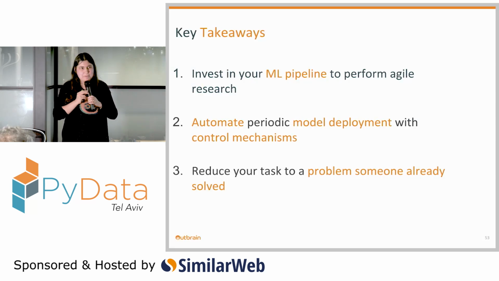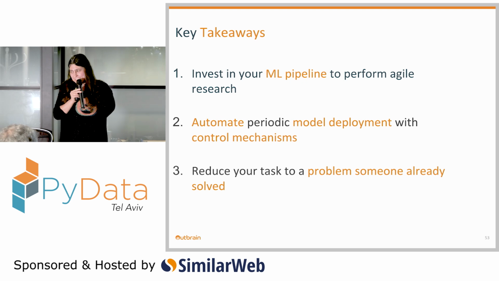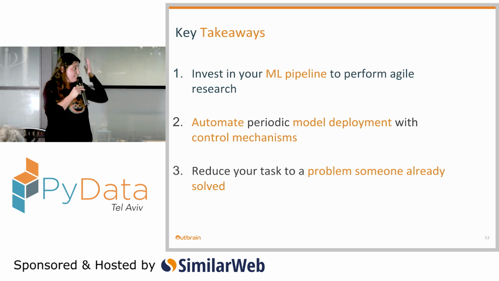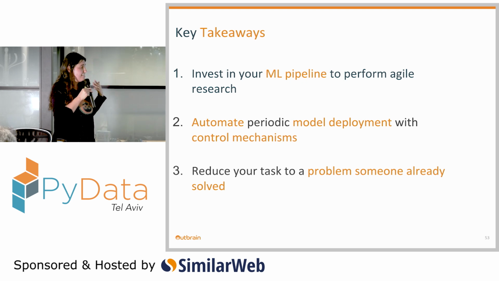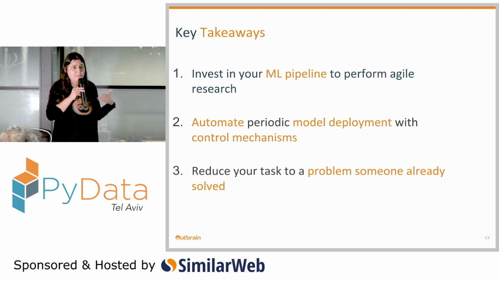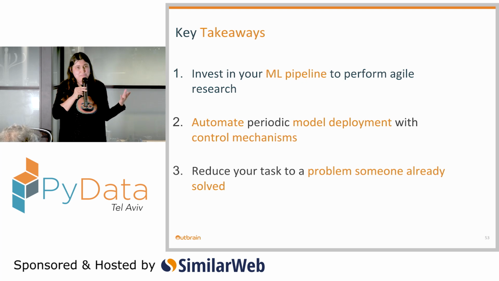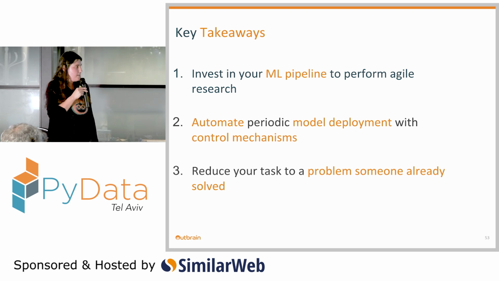Okay, so this is the last slide. Key takeaways. Takeaway number one: do invest in your machine learning pipeline. It will make your research more agile, and as you've seen and as you know, we have a lot of overhead in terms of all the components that we're using, and we want to reduce that. So for that, do invest time in the pipeline. Automate periodic model deployment. This will help you be more agile in deploying new models. Have control mechanisms, so as not to ruin your production. And if possible, be creative in looking for solutions in different domains, just like we did with the reduction from recommender systems to search.